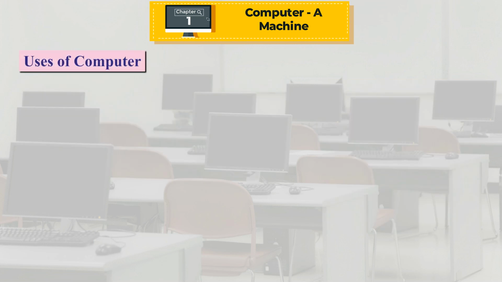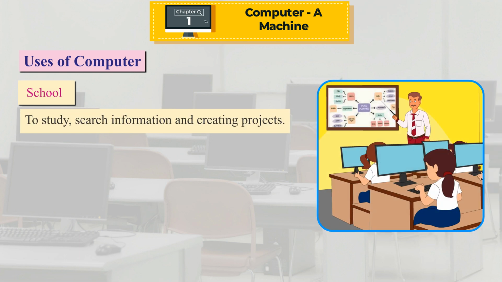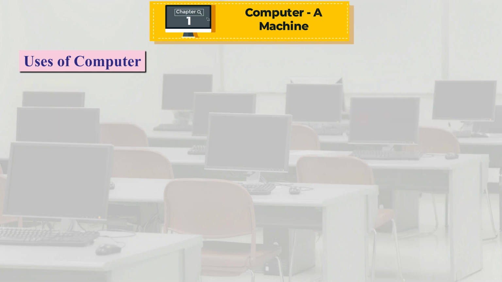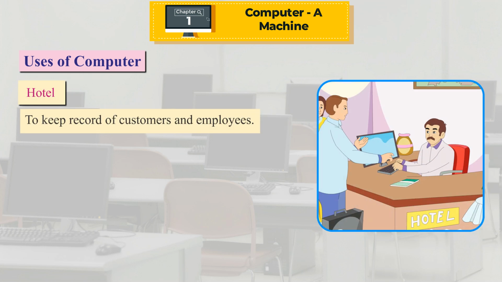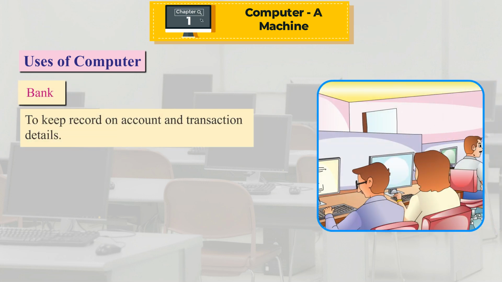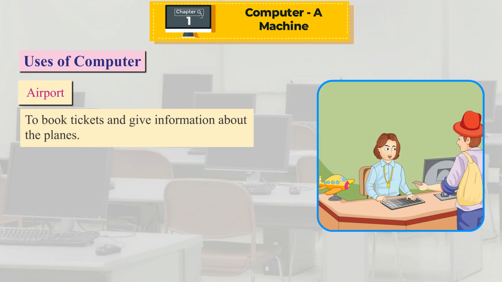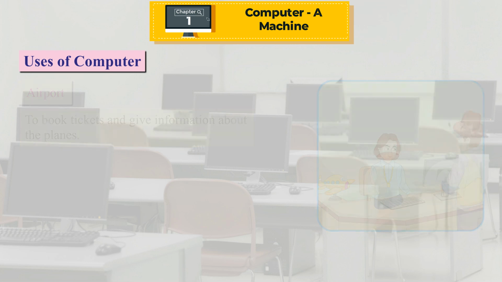Uses of computer. School: to study, search information and create projects. Hotel: to keep records of customers and employees. Bank: to keep records of accounts and transaction details. Airport: to book tickets and give information about the planes.